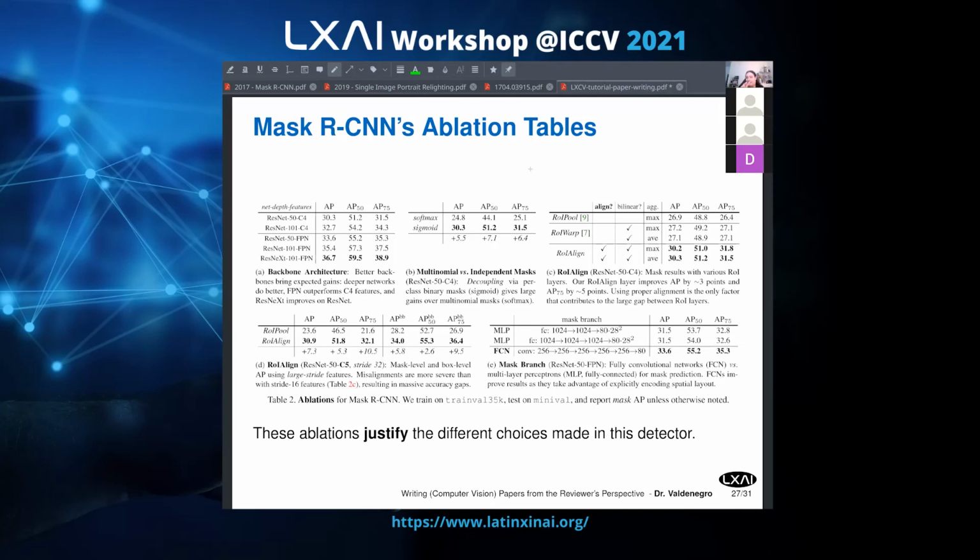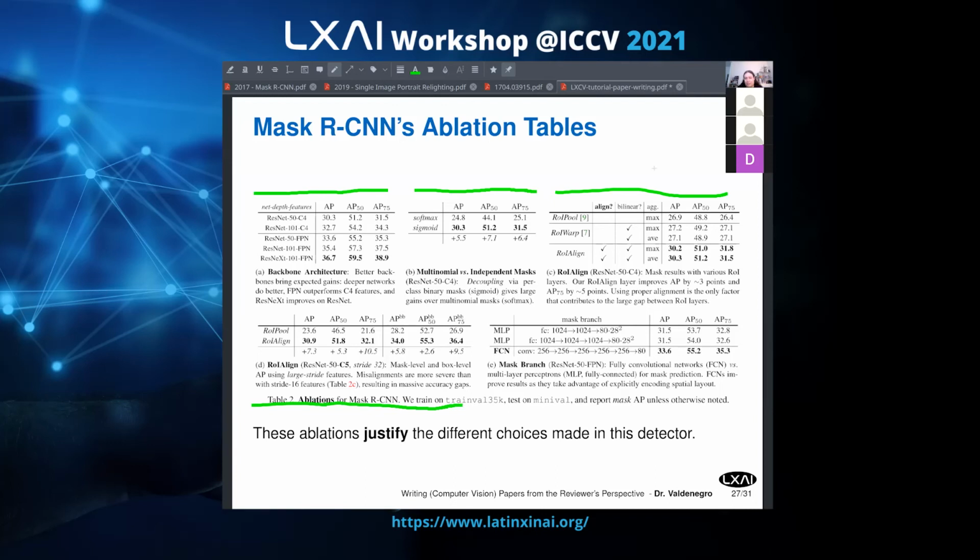And so you see first is that for one table, they have only one concept that they're basically explaining, or one idea. So for example, here in this table A, they actually evaluate the backbone architecture only. In table B, they evaluate if it's better to use a soft mask or a sigmoid mask. In table C, they evaluate if it's better to do this ROI align or other ROI region of interest pooling. And in table D, they evaluate different metrics of the best pooling methods.